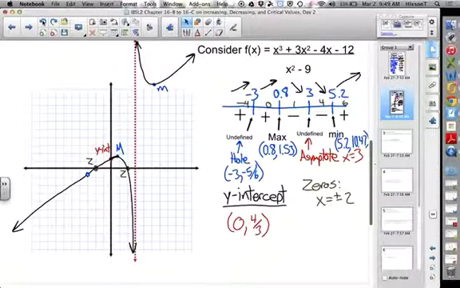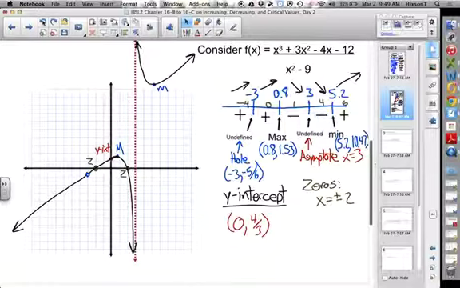Yes? Why don't we have to consider the y-asymptote? Or if there is a horizontal asymptote? If there were one, you would need to consider that. In this case, though, notice the degrees. The degree of our numerator is higher than the degree of the denominator, so we don't have a horizontal asymptote.